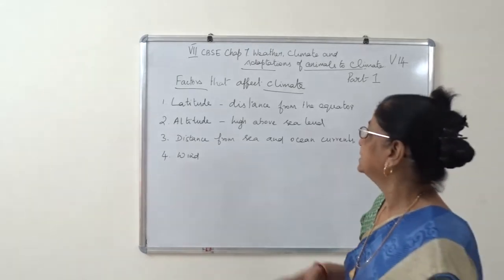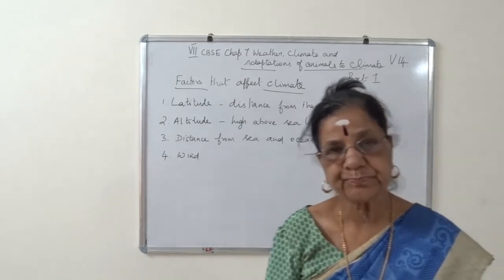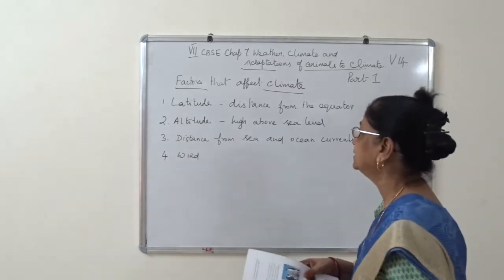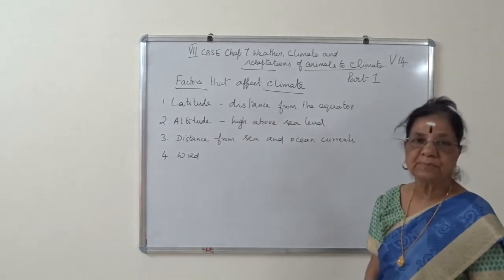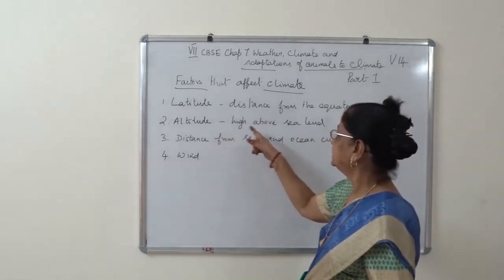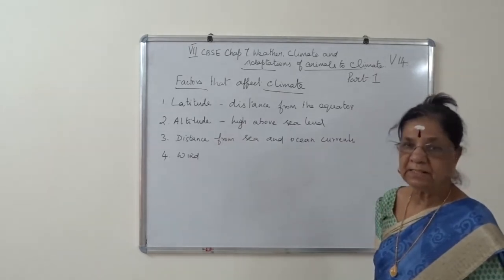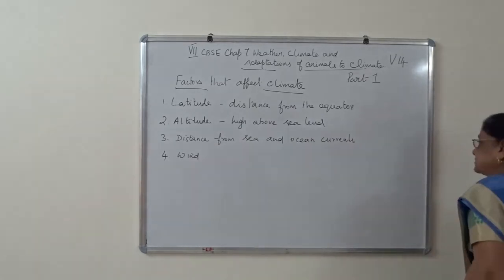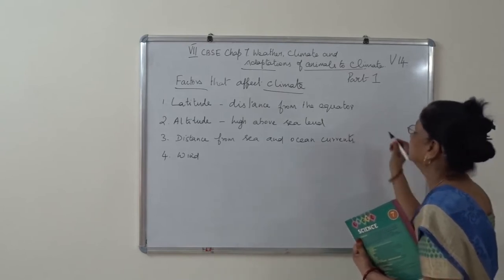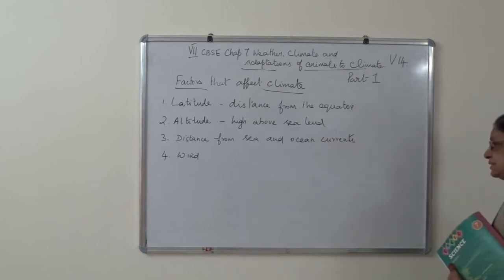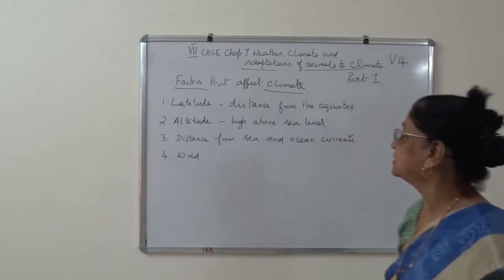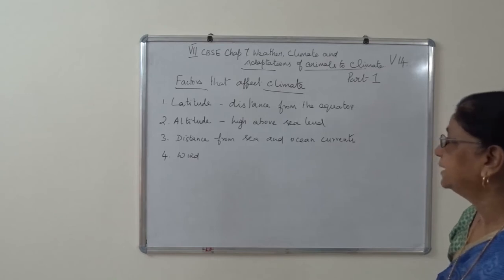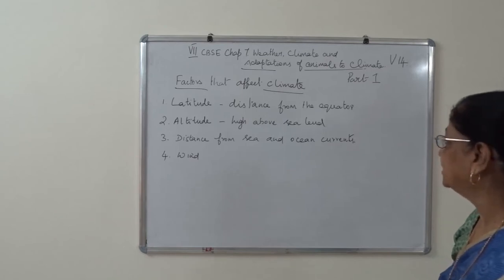The next one, factors that affect climate. என்ன சொல்றது? First one, latitude, which is distance from the equator. Second one, altitude, height above the sea level. And third, distance from sea and ocean currents. Then fourth one is the wind. So there are four factors which affect the climate: latitude, distance from the equator; altitude, height above the sea level; and distance from sea and ocean currents.